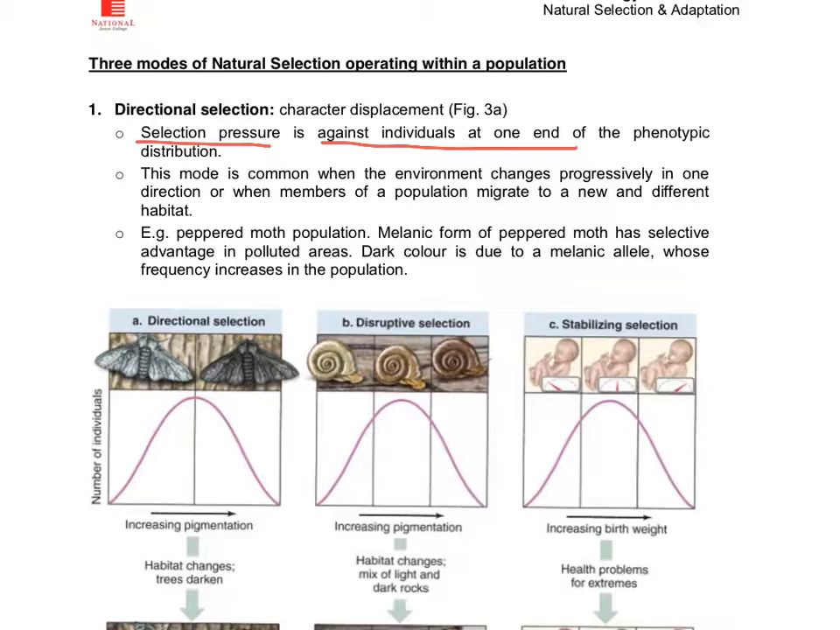Then after industrialization, when you have a lot of soot in the environment, where everything was covered in soot, it was very dark, therefore the melanic moth was better camouflaged. Because of the change in the environment, the selection pressure selected for the melanic moth, so their frequency increased in the population. So why is this directional? This is directional because the selection pressure is against individuals at one end and it favors individuals at the other end. Usually this is because the environment changes in one direction.